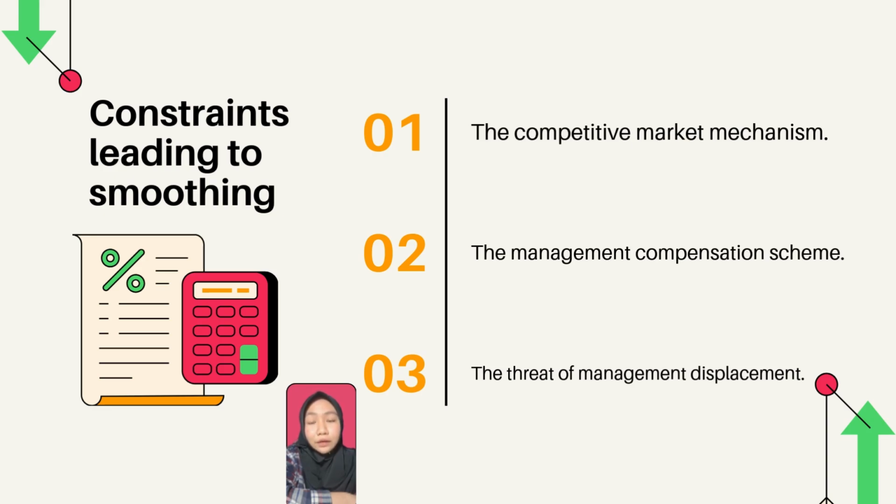The last one, number 3, the threat of management displacement. This means the risk that managers will be fired or replaced if the company performs poorly. To reduce this threat, managers may smooth income to avoid showing sharp drops in profit, which could make them look incompetent or raise concern among shareholders and the board. For example, if a year looks particularly bad, management may delay recognizing certain expenses or losses to make the financials look better and avoid getting fired.